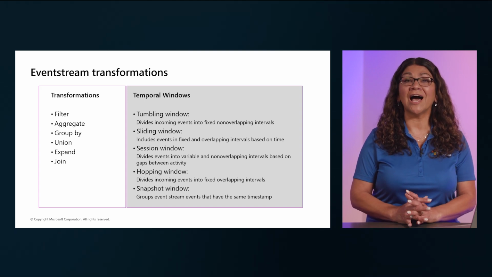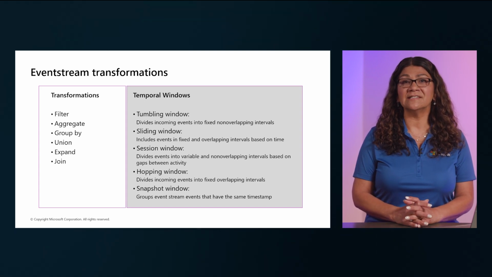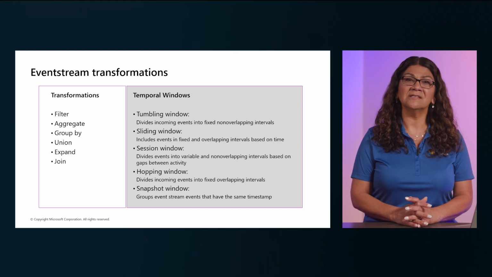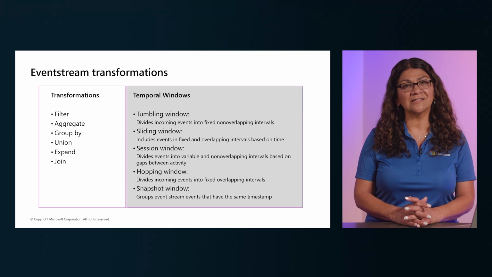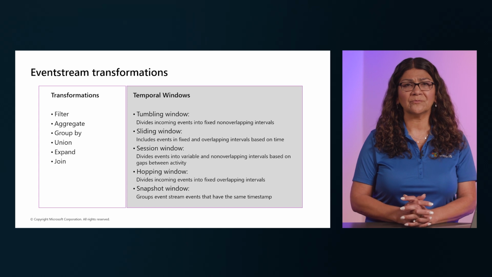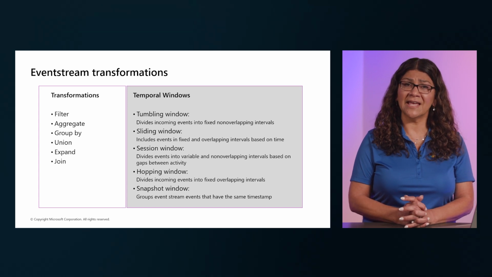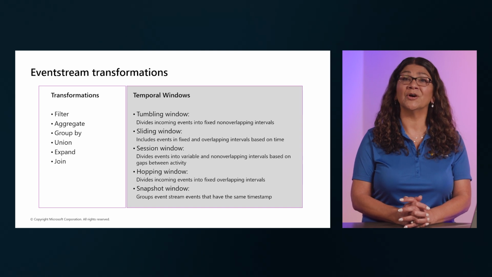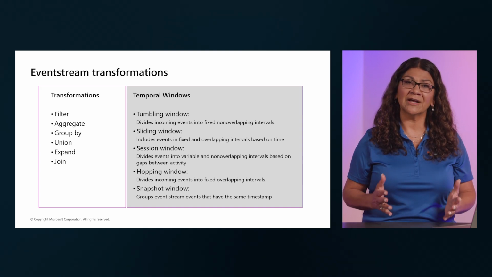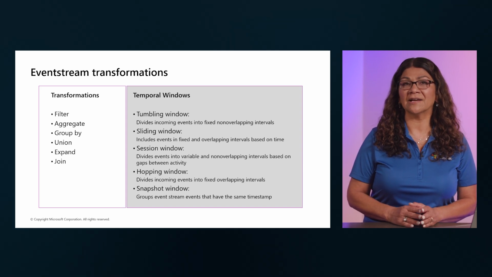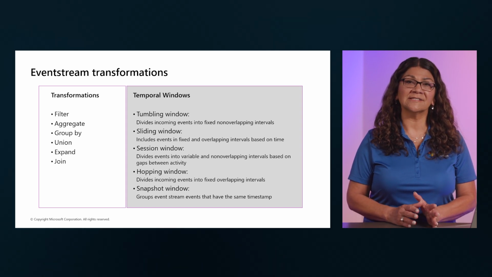Next, we have the hopping window, which divides incoming events into fixed overlapping intervals. This is useful for periodic snapshots of data with some overlap. With a hopping window of 10 minutes and a hopping interval of 5 minutes, each window overlaps with the previous one by 5 minutes. This is useful for periodic health checks with overlapping intervals.